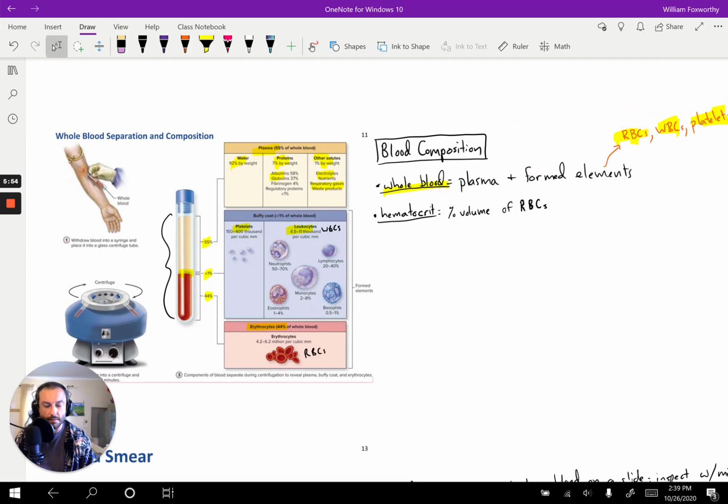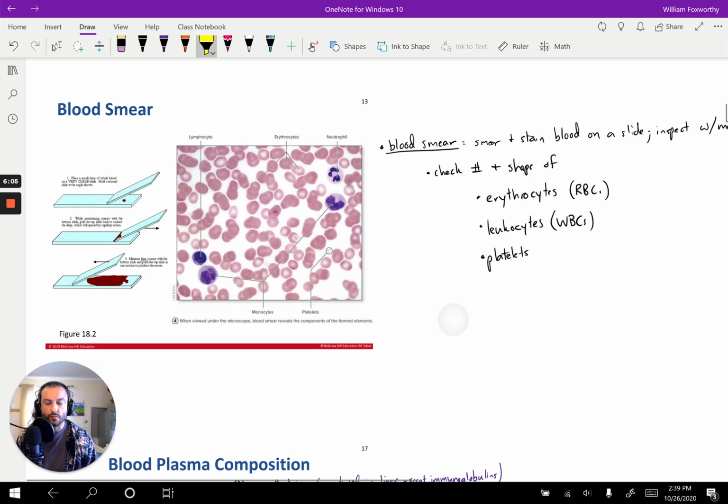A related term you could look at clinically is a hematocrit, which is the percent volume of a patient's blood that is composed of red blood cells. So that's one way to look at blood.